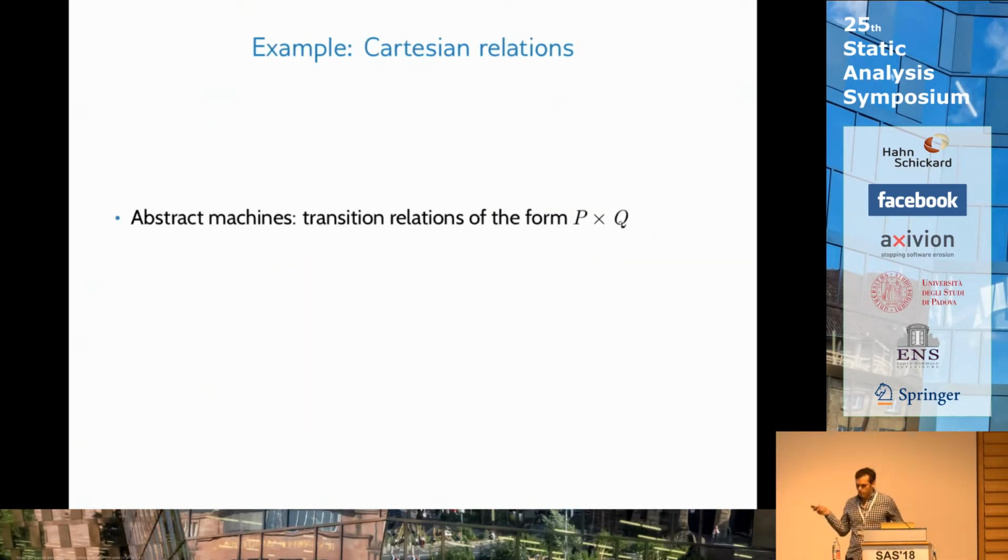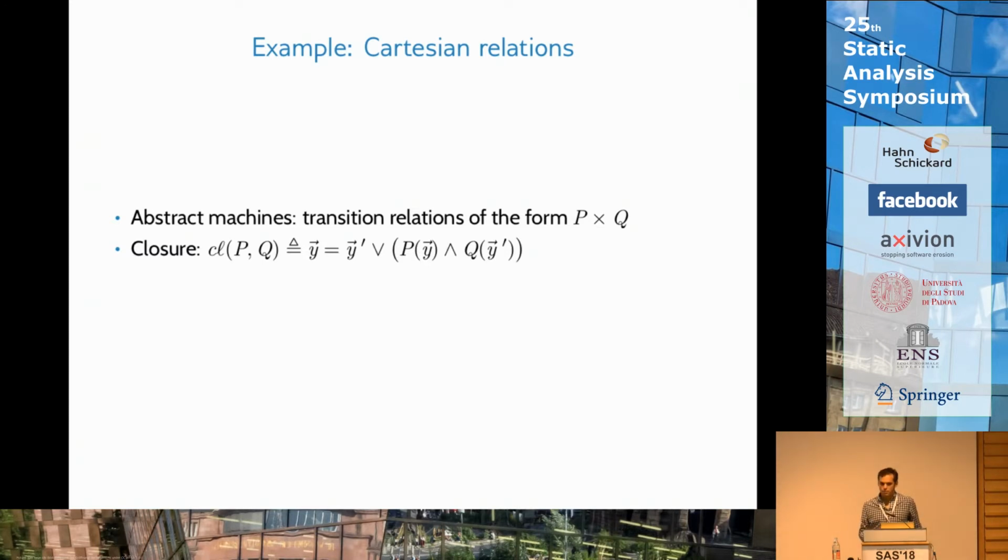All right, so our warm-up exercise is Cartesian relations. This is our class of abstract machines. We have a transition relation that's really just the Cartesian product of two sets. So think of P as a precondition, Q as a postcondition. We can go from any state that satisfies the precondition to any state that satisfies the postcondition. It's really easy to compute the transitive closure of such a relation because it's already transitively closed. It may not be reflexively closed, so we just add the disjunct that y might be equal to y prime. And that's our closure operation.